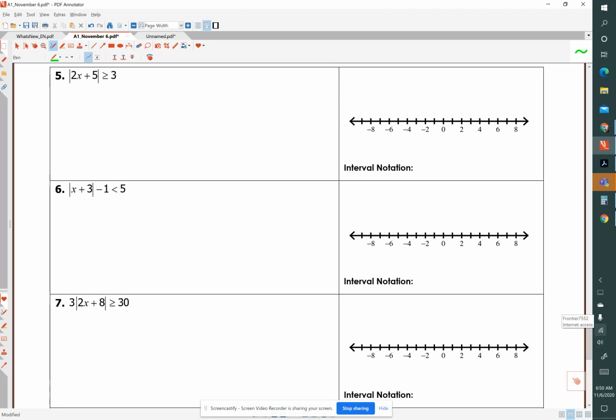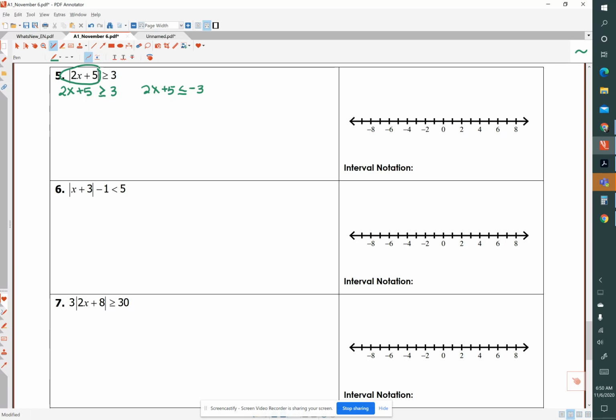Okay, so let's move on, 5 and 6. I would like you to try them on your own, and then we'll do them together. Okay, so let's solve these. 2x plus 5 is greater than or equal to 3. Now we do the second inequality. 2x plus 5 is less than or equal to -3. Remember, we already had absolute value isolated here, so we could go ahead and make two cases.